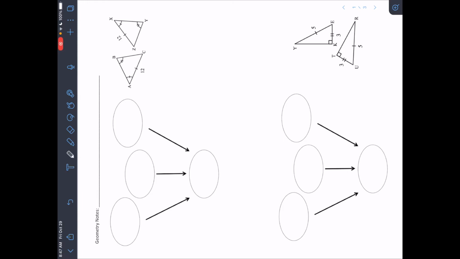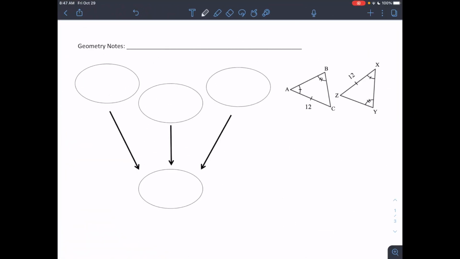Hello, geometry students. We are going to take some notes today. Today, our notes are going to be about the idea of triangle congruence proofs. So using those theorems that we learned about earlier this week to prove that triangles are congruent. There are a few examples that we are going to talk through, so make sure that you are filling out your notes organizer as you watch this video.